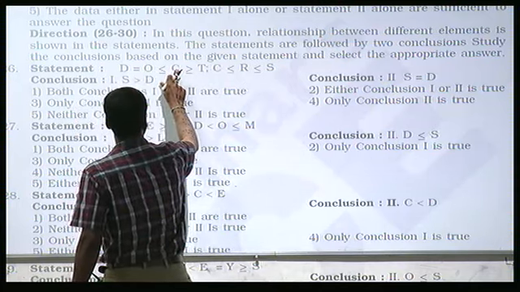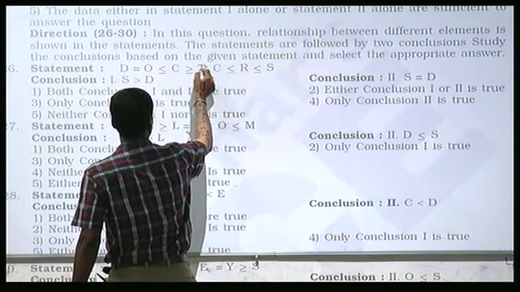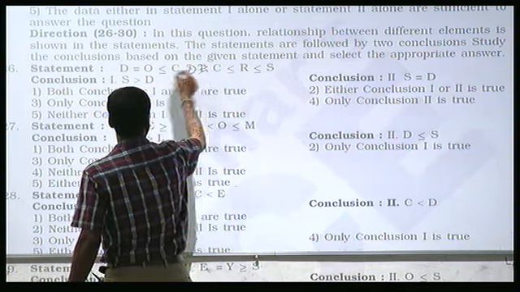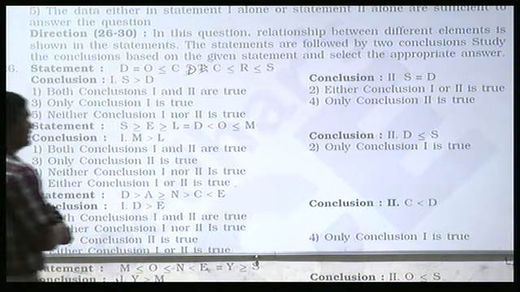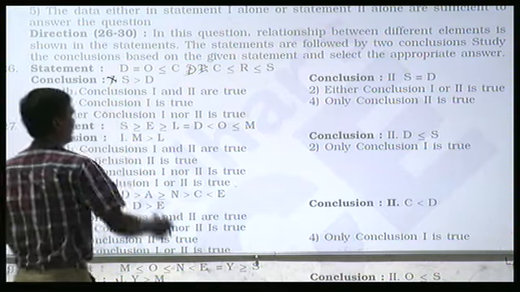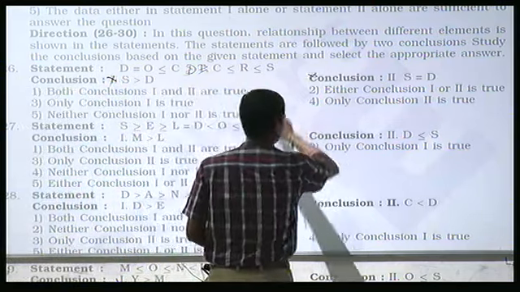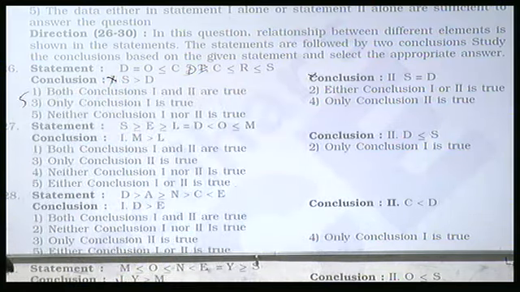That means C is lesser than or equals to O, which means O is greater than or equals to C. O equals to D. Hence D is greater than or equals to C, while the other side is lesser than. Hence two opposite symbols. No relation can be established between these two. Hence conclusion 1 is false. Then between S and D also no relation between these two, isn't it? Hence neither 1 nor 2. Choice 5. Question number 26 it is choice 5.